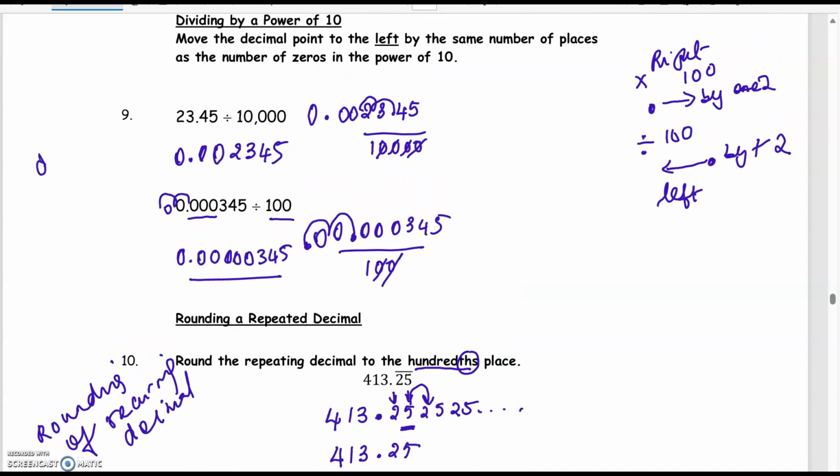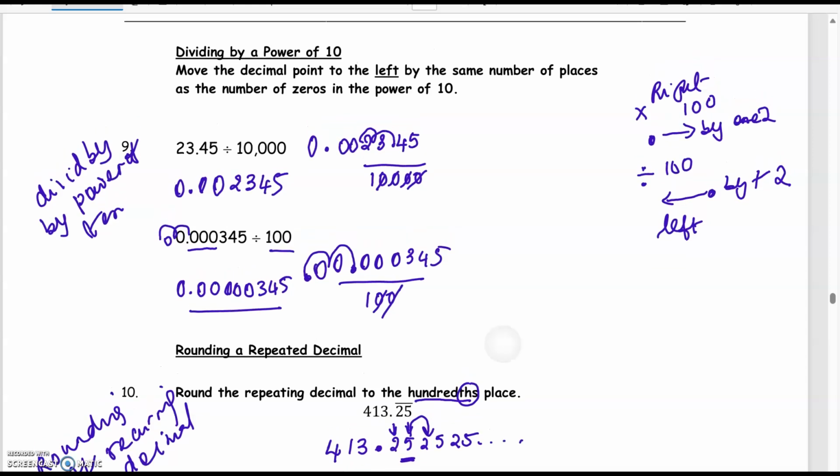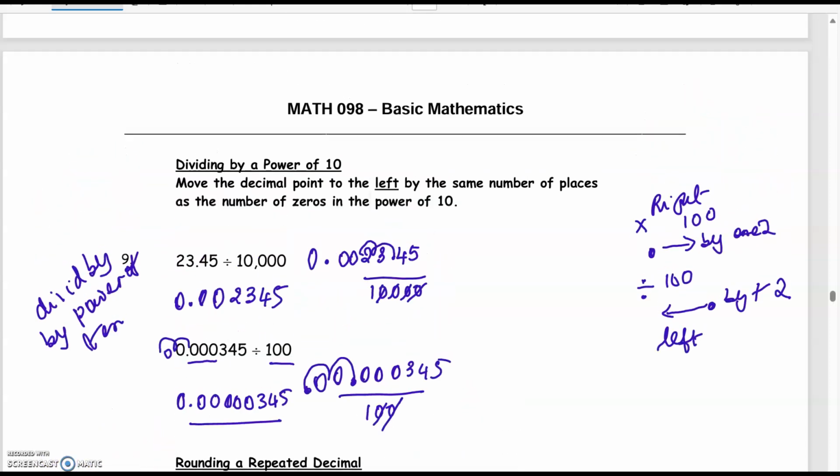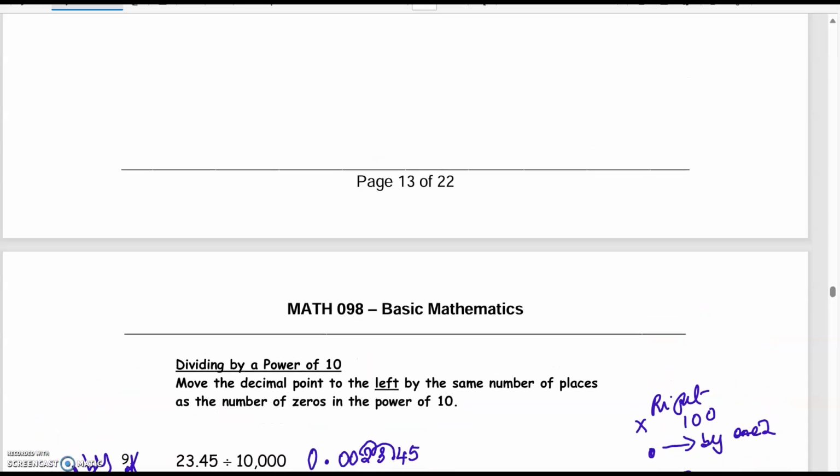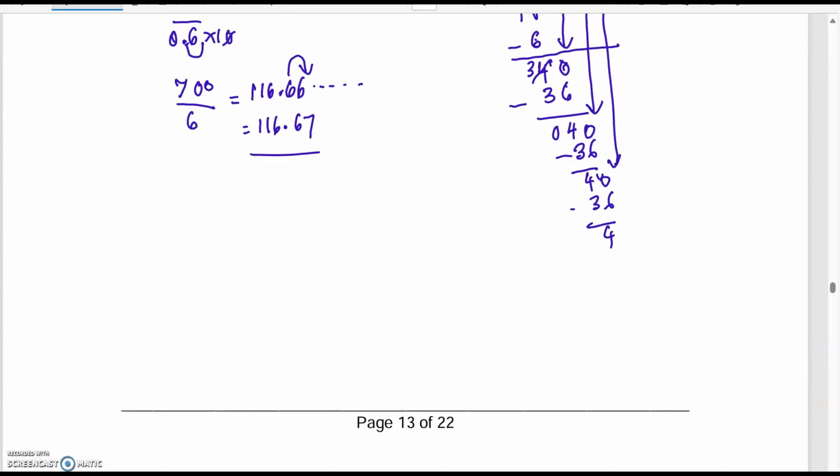Division by power of 10. You have to remember this rule. When you divide by a power of 10, you shift the decimal point to the left by the same number of zeros as the power of 10. So if it has 3 zeros, shift by 3. If the number has 4 zeros, shift to the left by 4, and so on. So write down the rule so you remember it. And then, of course, the usual division.